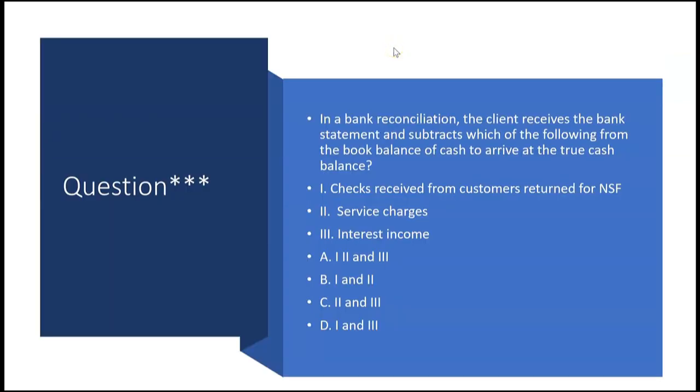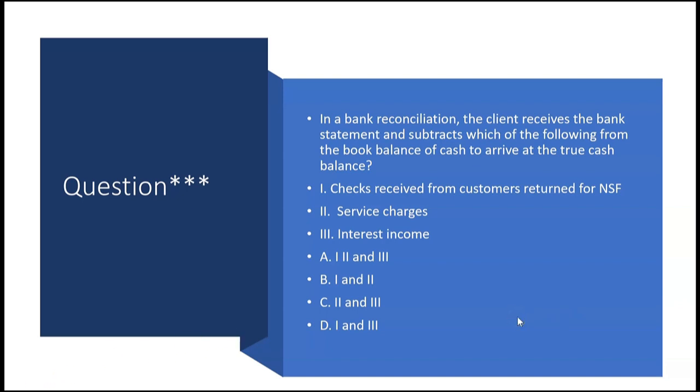All right, let's try this one. In a bank reconciliation, the client receives the bank statement and subtracts which of the following from the book balance of cash to arrive at the true cash balance? Number 1, Roman numeral 1 says checks received from customers that were returned for NSF. Okay, with that, you're going to have to subtract that from the book balance because the bank statement already did subtract it. The bank knows that it was returned NSF, but you don't know it until you get the bank statement. And then you've got to subtract it from your book balance. So number 1 is correct.